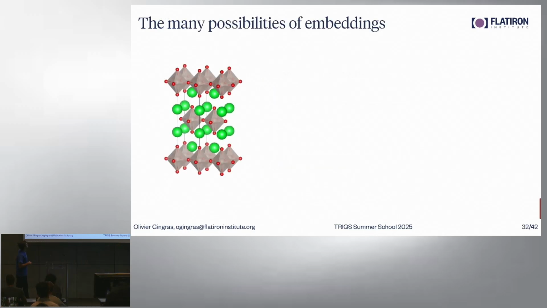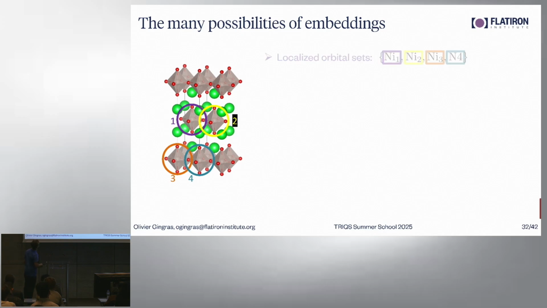So, just to put a little point on this, why do we want all this embedding freedom? It's because there's a lot of possibilities. I just want to go back a little bit on this because I think it's visually interesting. Let's say I'm doing this unit cell, a big unit cell with 4 correlated atoms. Here, maybe they're nickel, right? So maybe I just want to treat these nickels as my correlated space.